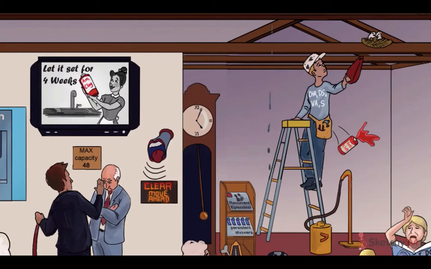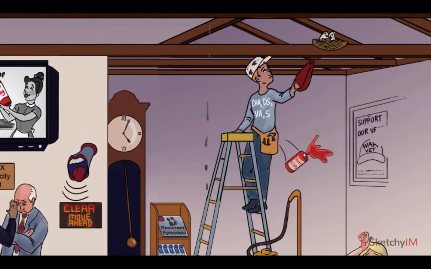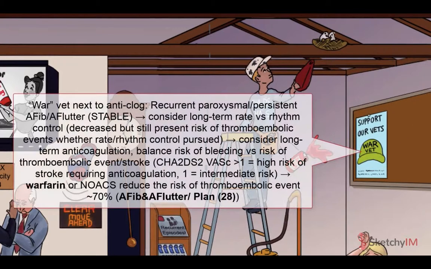Alright, once we determine the need for long term anticoagulation based on the risk of bleeding complications and risk of embolic stroke thanks to the CHADS2-VASc score, what are our options? The oldest and cheapest option here is warfarin. Warfarin is an oral medication that inhibits vitamin K dependent coagulation protein synthesis in the liver.